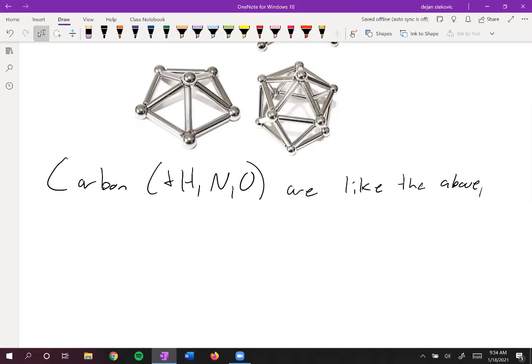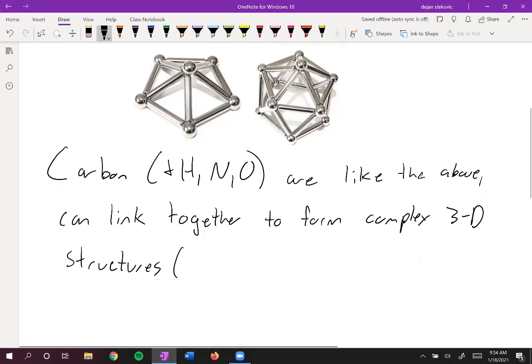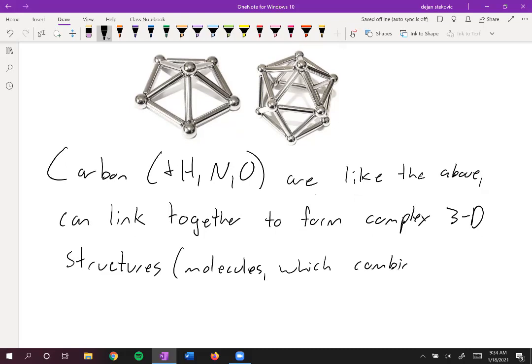And so carbon, hydrogen, nitrogen, oxygen, they can link together to form complex three-dimensional structures. And so what we call these complex three-dimensional structures are molecules, right? So they can link together to form these molecules. And then these molecules can combine to form, right, cells, which then make up life.